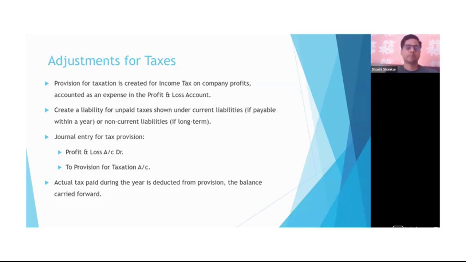General entry for tax provision: profit and loss account debit, because it's treated as an expense, to provision for taxation account, because it will be paid from the provision. The annual tax paid during the year is deducted from the provision account which has been created, and the balance is carried forward for the next year.